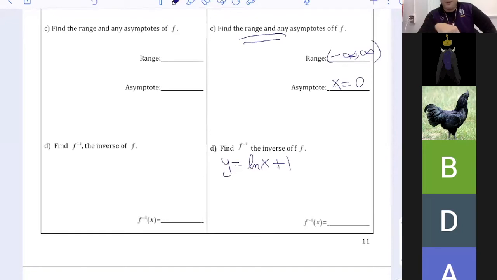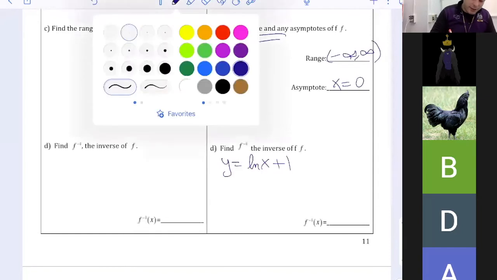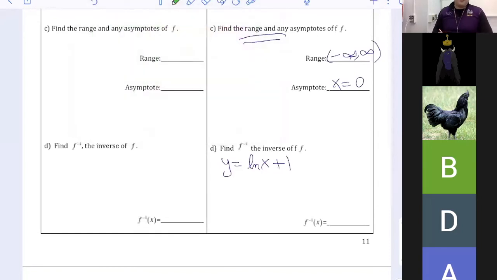Yes, great. Switch the x and y values. Perfect. Thank you so much for saying that. This is how we're going to find our inverse. And then once I find the inverse, I'm going to use the calculator to help me graph it. So I'm going to switch the x and y values. So x equals the natural log of y plus 1. And I'm going to solve for y.